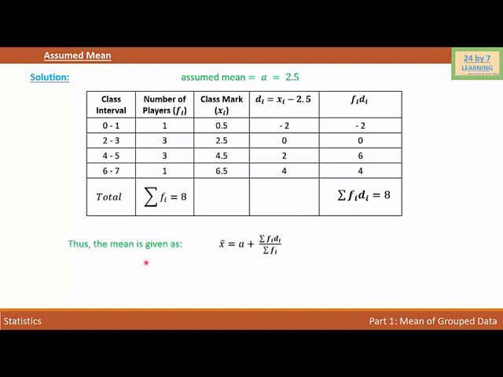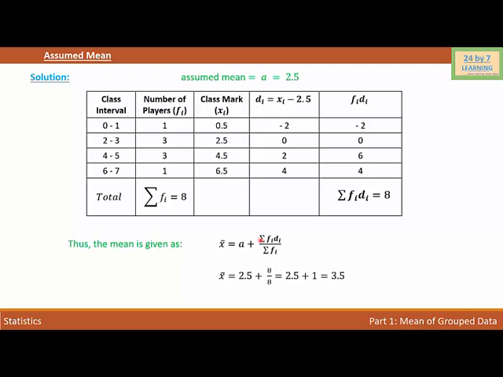We'll find the mean, which is given as x bar is equal to A, which is our assumed mean, plus sigma fi di over sigma of fi. Now let's substitute the values. x bar is equal to A, which is 2.5, plus sigma of fi di is 8, and sigma of fi is 8. So I will write 8 over 8. So 8 over 8 is 1. That is equal to 2.5 plus 1, and 2.5 plus 1 is basically 3.5. And this is the mean using the assumed mean method.